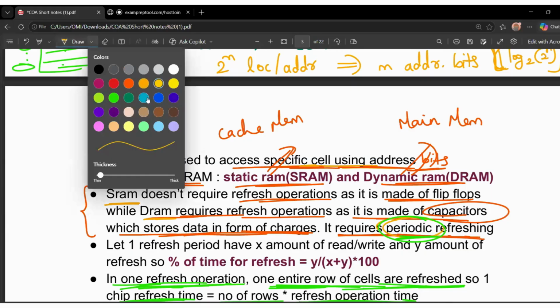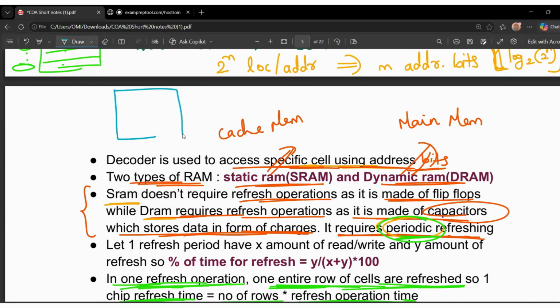See, if we have this chip, right? If this is the chip and these are the rows of cells, so this is the cell, this is the cell. This is one row, this is one row. Similarly, all the rows have these cells, right? This is one DRAM chip.